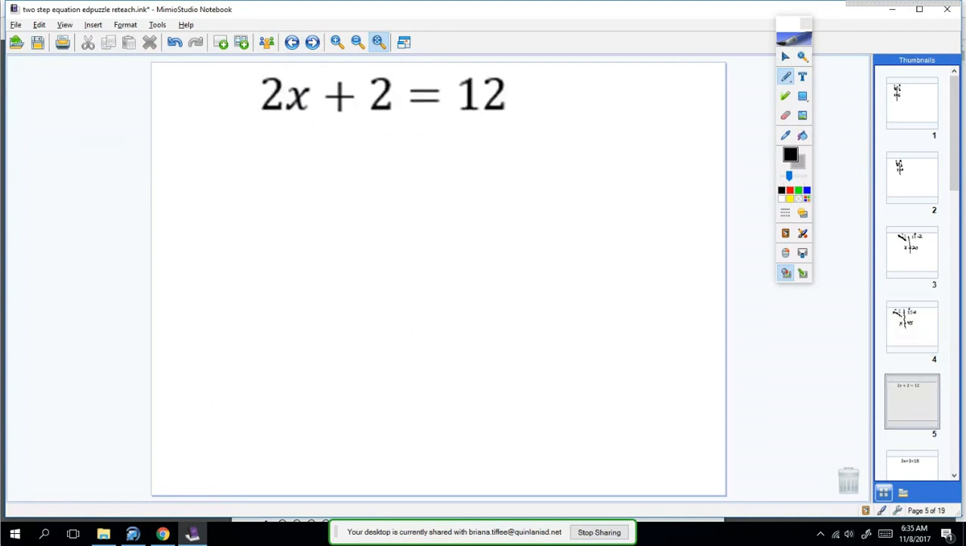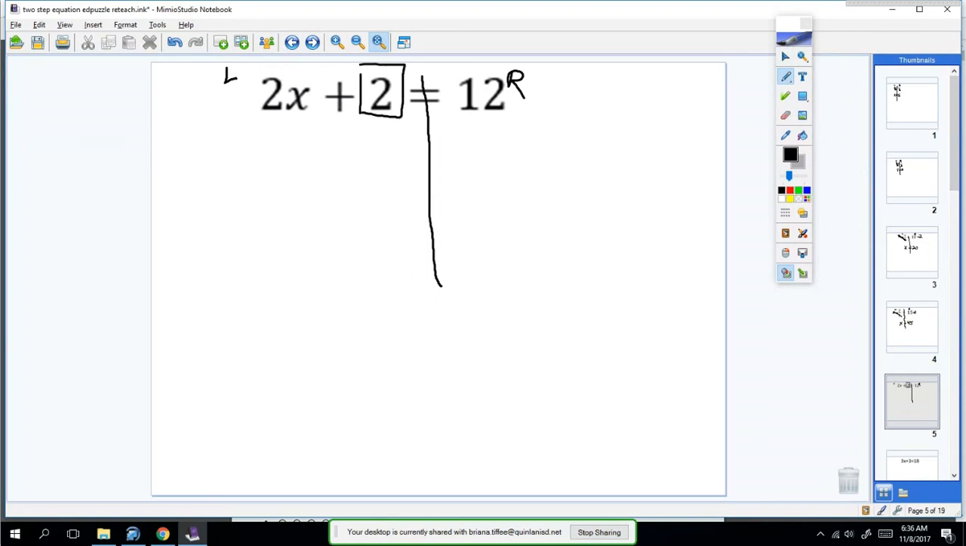All right, now let's try a two-step. So you're going to draw a line down an equal sign. You get a left side and then you get a right side. So I'm going to look at the left side because it has the variable. But instead of looking at the number in front of the variable, I'm going to look at the number that's being added or subtracted, the one without the x. It's this 2 right here.